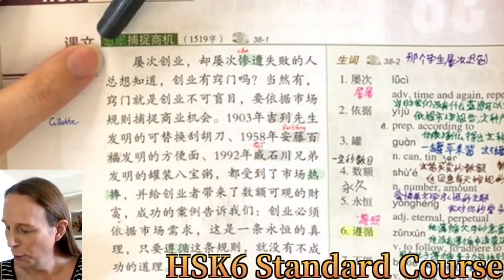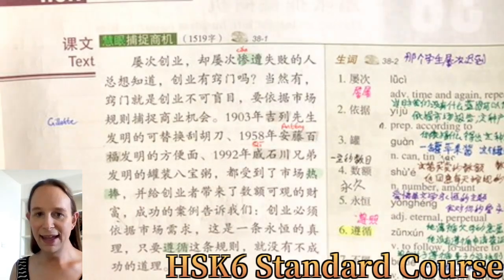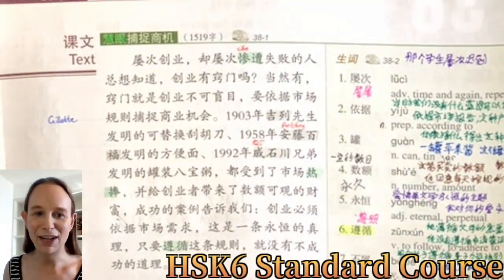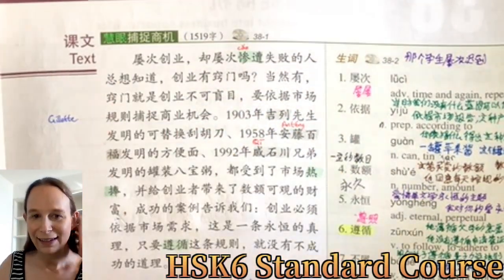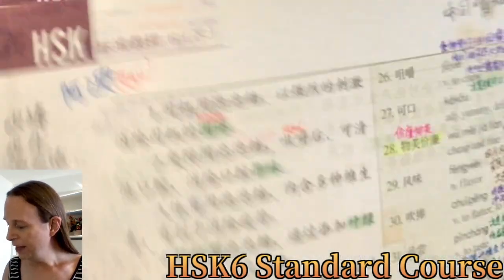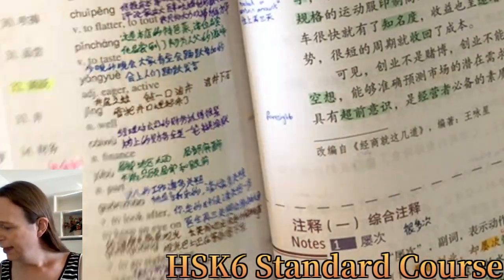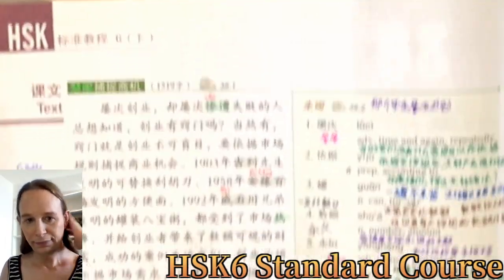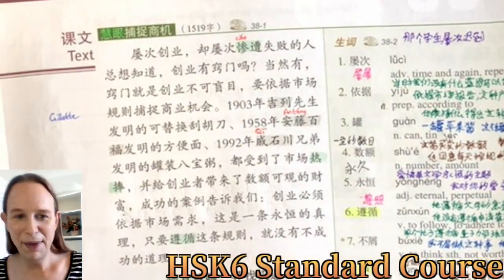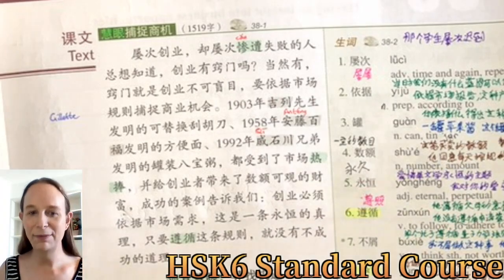All right, 慧眼捕捉商机. Yeah, so 慧眼 is kind of figurative, right? Like intelligent eye, or have an eye for capturing marketing opportunities, business opportunities. Yeah, this is from a book. This is the book. I guess this is part of the book. I found part of the book, but I'm not sure if it's the same part. If we have time, we'll look at that.